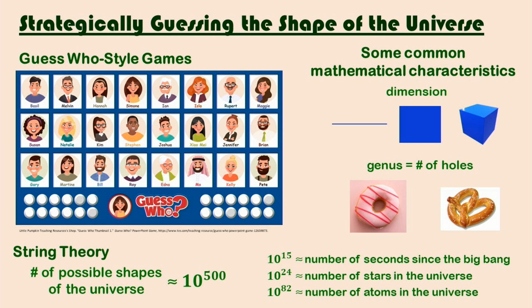10 to the 24 is the number of stars in the universe, and 10 to the 82 is the number of atoms in the universe. So 10 to the 500 is some unfathomably large number. How can we possibly begin to guess the shape of the universe? We certainly cannot do it one at a time. We need to devise a strategy.